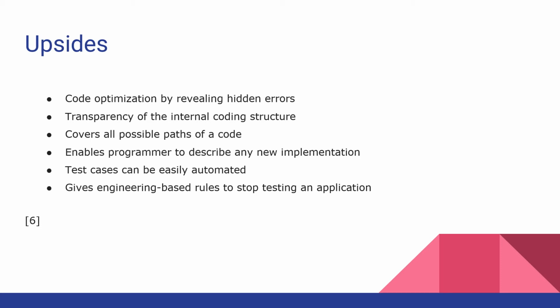Tests can be easily automated due to the fact that you go line by line and think about all the possible data that could hit this line of code for those test cases. It gives engineering-based rules to stop testing an application. So once you've tested every line and all the inputs that you were able to come up with, the test is done.